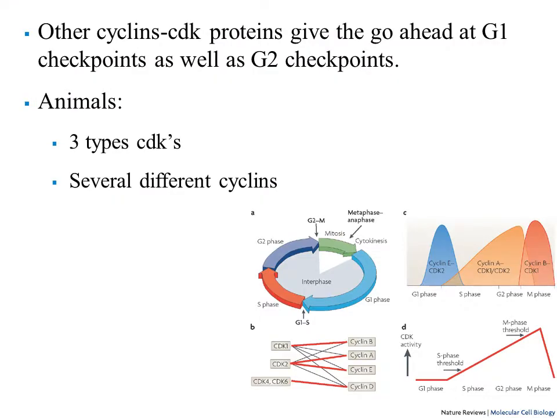Other cyclins and cyclin-dependent kinases give the go-ahead at a G1 checkpoint as well as G2 checkpoints. So it can serve many different checkpoints. Scientists have so far discovered that we have 3 types of cyclin-dependent kinases and several different cyclins, all of which will complete an MPF complex.